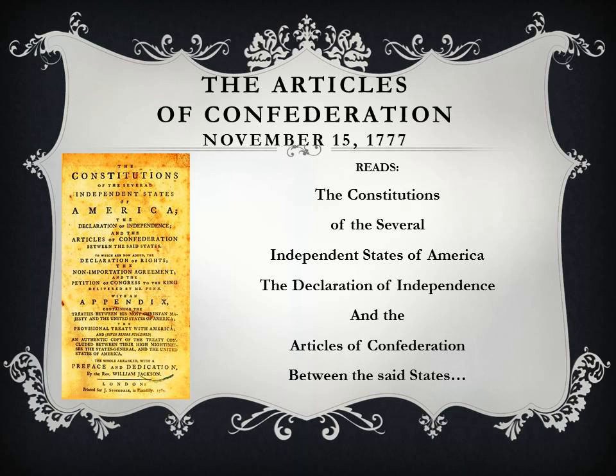This reads, as you can see from here, the Constitutions of the several independent states of America, the Declaration of Independence, and the Articles of Confederation between the said states. This is an image of what is in the Library of Congress. Okay?